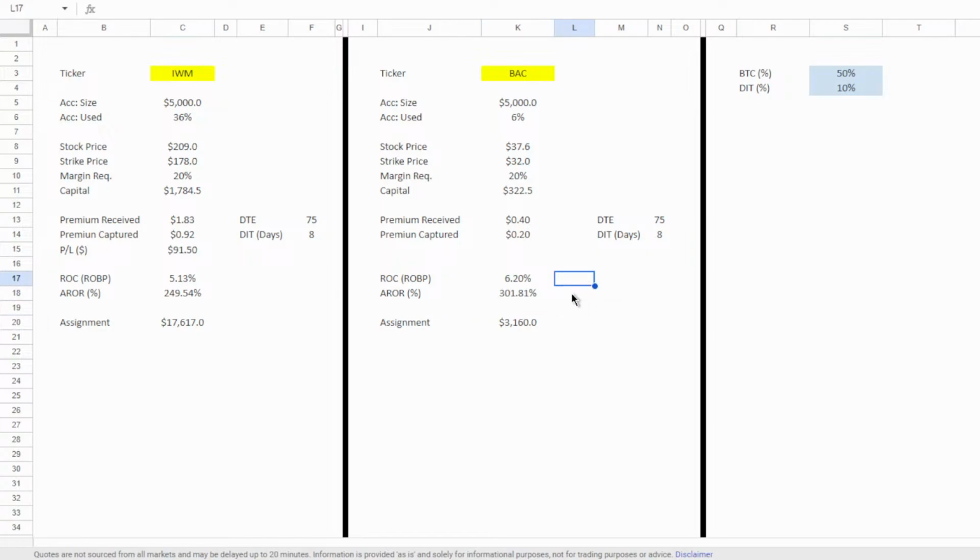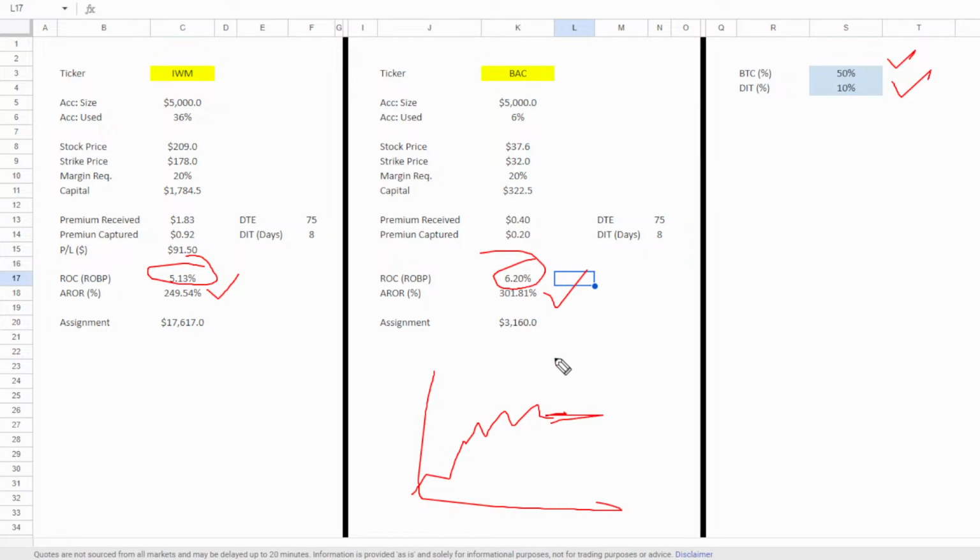So now we are getting 301% annualized, 249 annualized. So the goal is here as well. But the main thing is to pay attention to these numbers here, because that's the magic number. If you do get lucky, let's say we sold here, on this case, BAC was trading at 37. We sold a cash secured put at 32, and then we received this premium here.